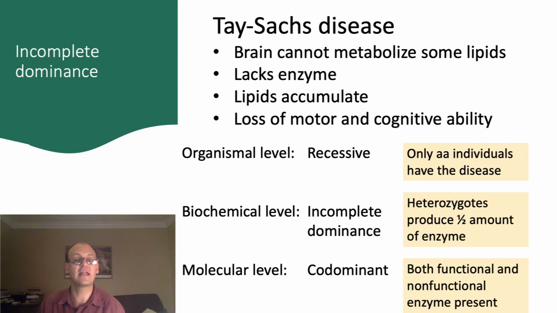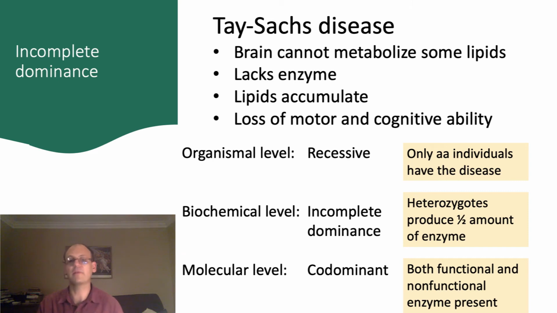Only individuals that have inherited both mutant alleles have the disease. Heterozygotes are completely normal phenotypically, and so we would consider this to be a recessive allele, and the normal allele to be dominant.